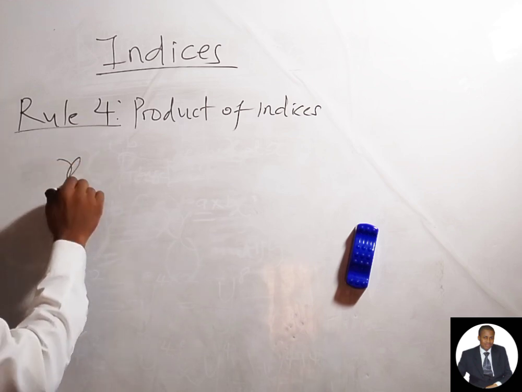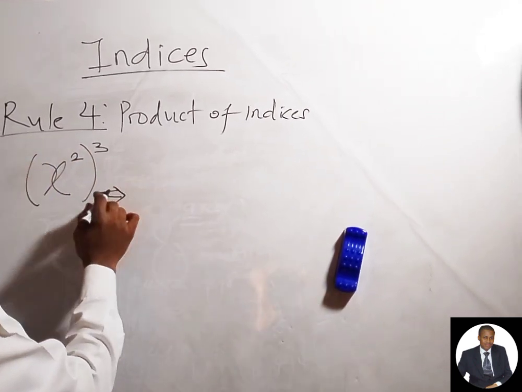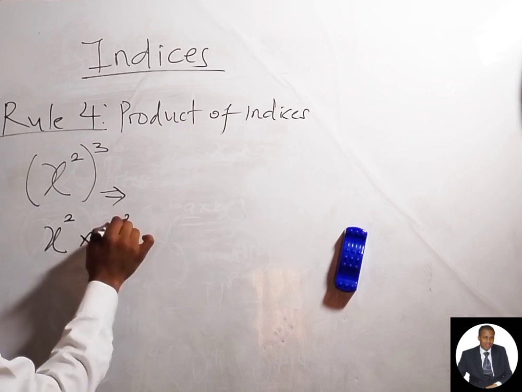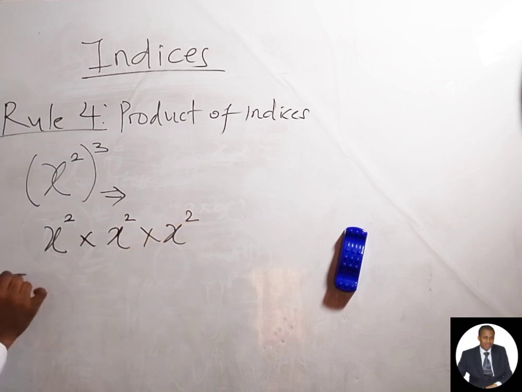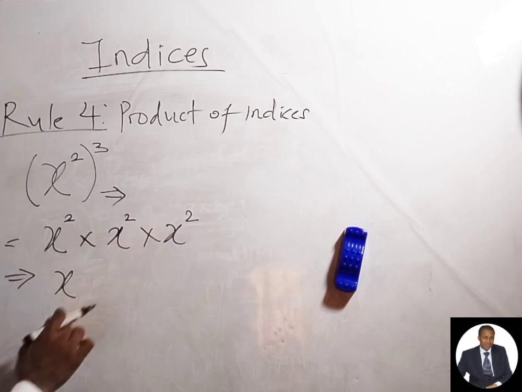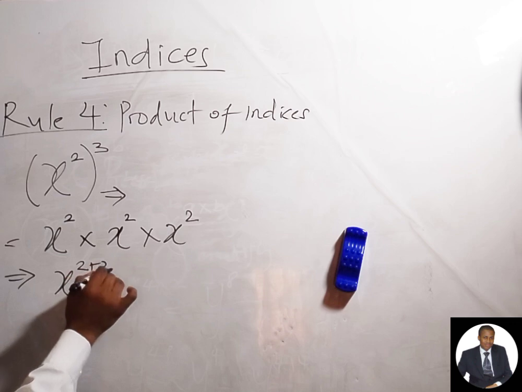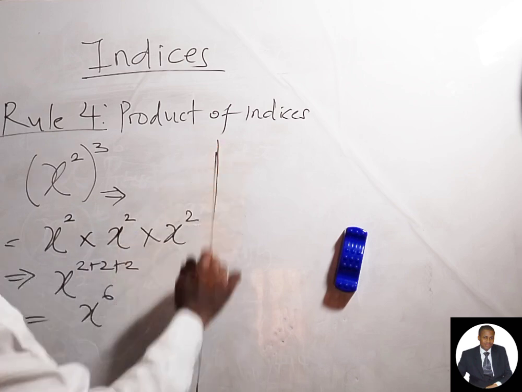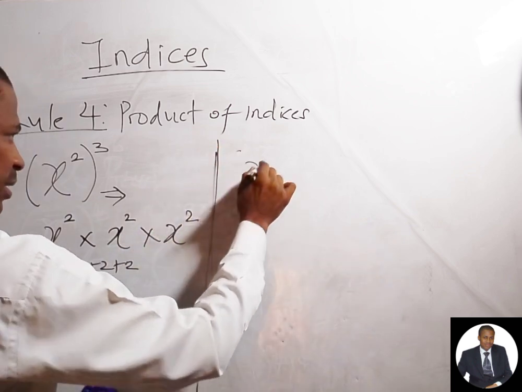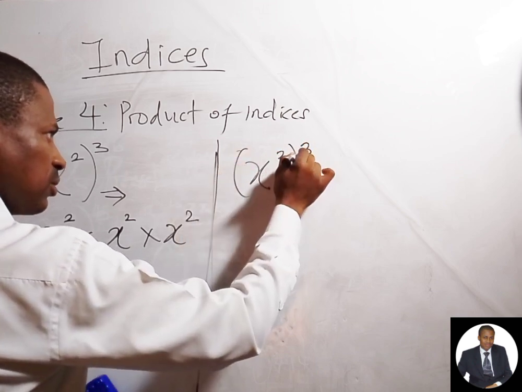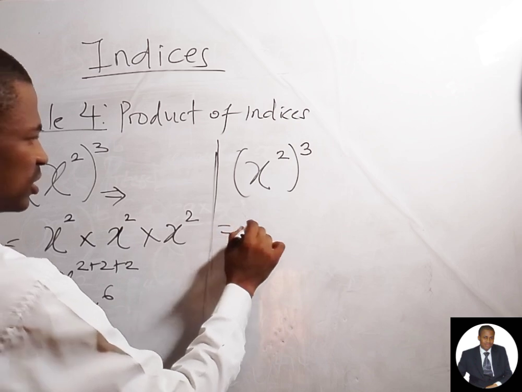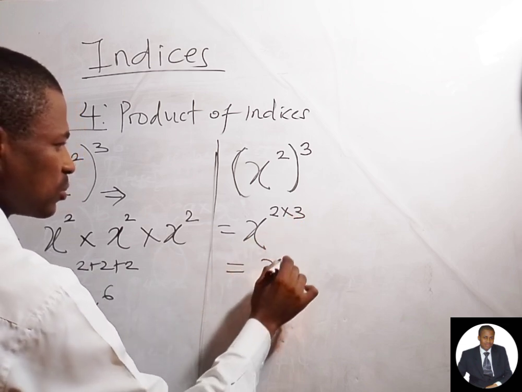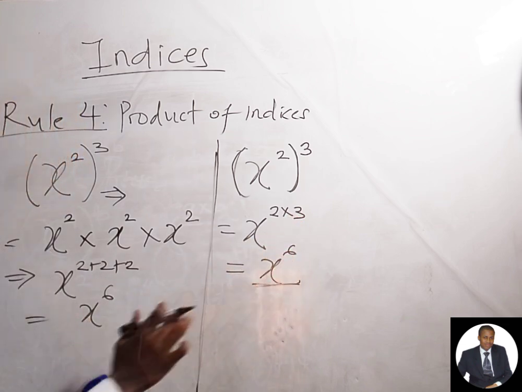Number 1, x to the power of 2 into 3. We can do this in 2 ways. It means x to the power of 2 in 3 places. And this gives us x, a common base from the previous row, then 2 plus 2 plus 2. That's x to the power of 6. We can also come this way and say x to the power of 2 into bracket exponential 3. It means x to the power of 2 times 3 equals x to the power of 6. We have the same answer.